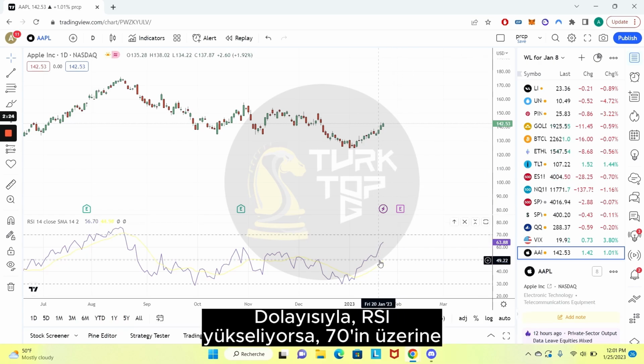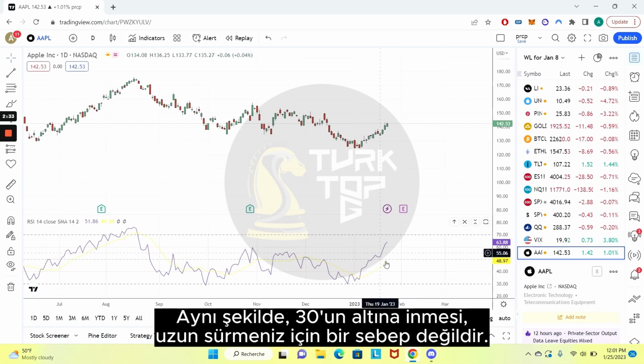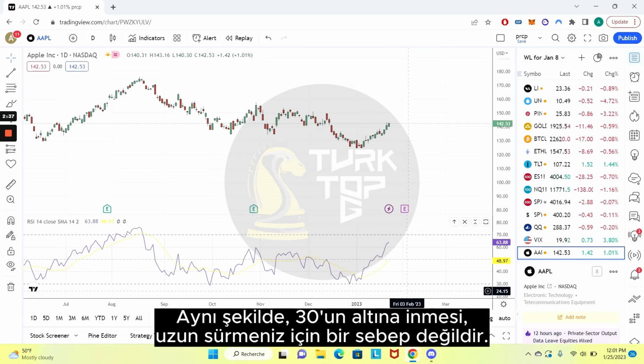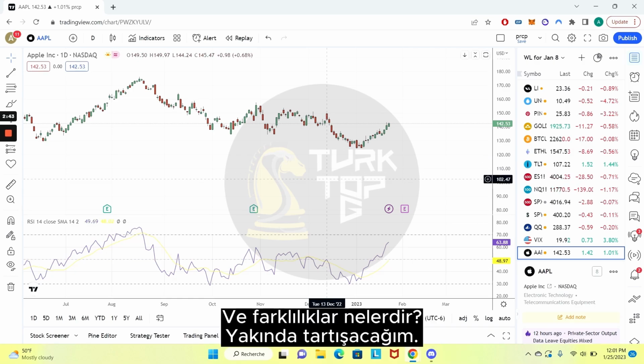So if RSI is moving up, just because it goes above 70 is not a reason for you to short it. Same way, just because it goes below 30 is not a reason for you to go long. What you want to be looking for in those cases are divergences. And what are divergences? I will discuss it soon.